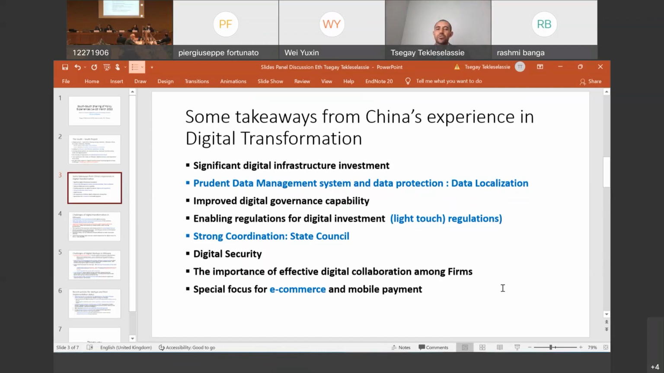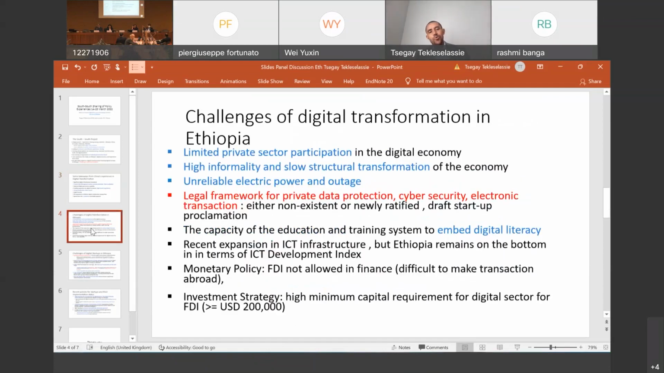And finally, I would like to talk about the success of e-commerce in China. Ethiopia is a very large country. We have about 115 million people with a big domestic market. So the success in e-commerce from China is a very positive experience for Ethiopia. So, directly to the key challenges of digital transformation in Ethiopia.